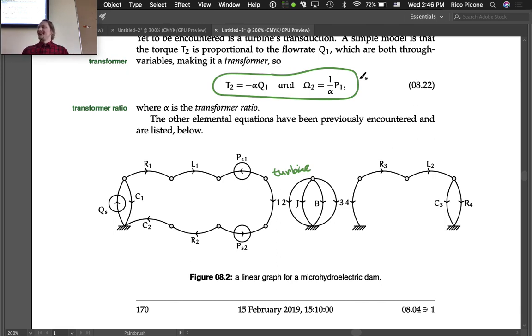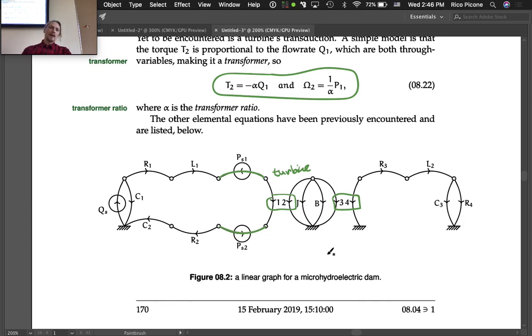That'd be cool. Okay, so the turbine is a transformer. And then the generator is also a transformer. So we need to do the normal tree. Let's work the normal tree out. We've got 3 sources, 2 of which are cross variable sources, so we select those to be in our normal tree.